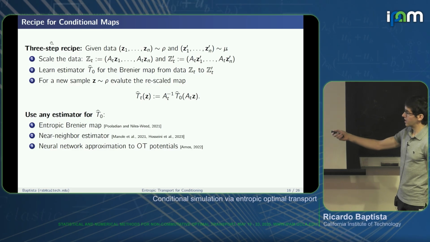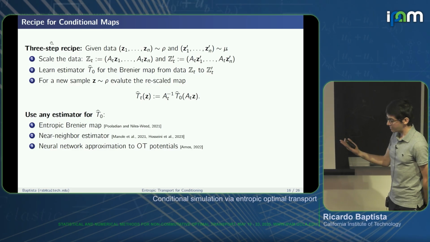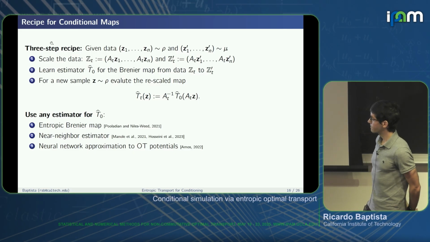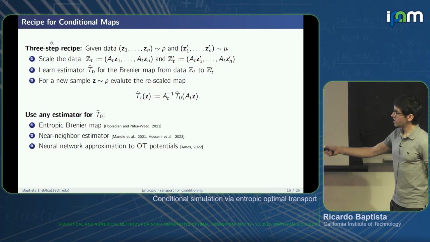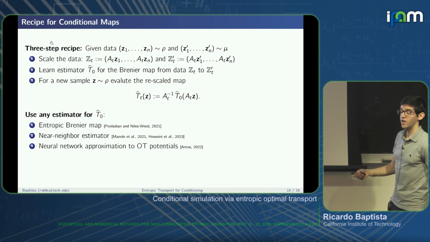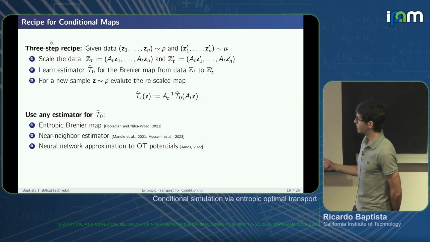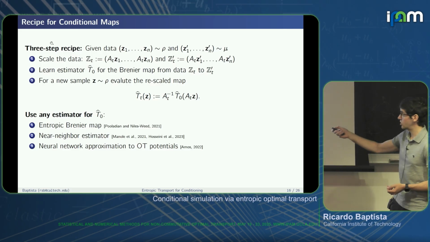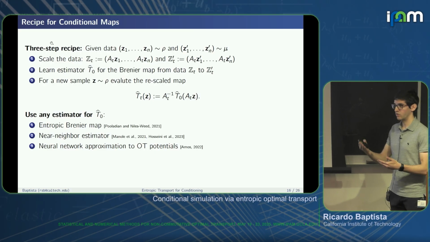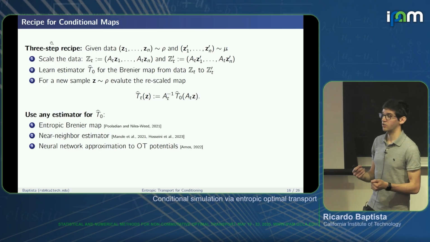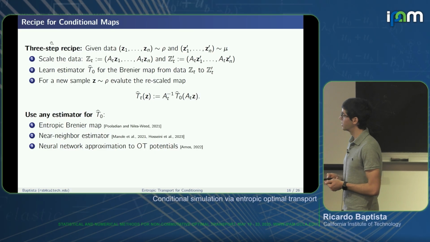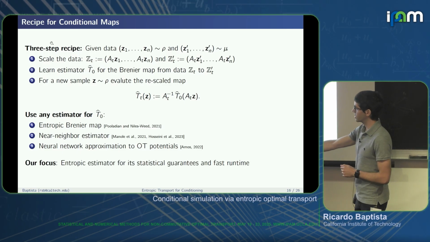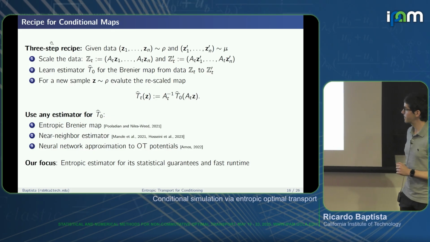That my collaborators Aram and John have worked a lot on. One can use nearest neighbor estimators for this map, like Tudor has worked on, as well as other more machine learning approaches that just try to estimate, let's say, those convex potential functions, and then just define the map through this learned potential. For today, we're going to just consider really this entropic estimator.